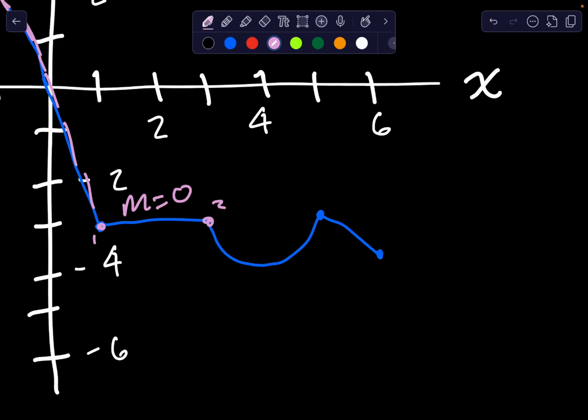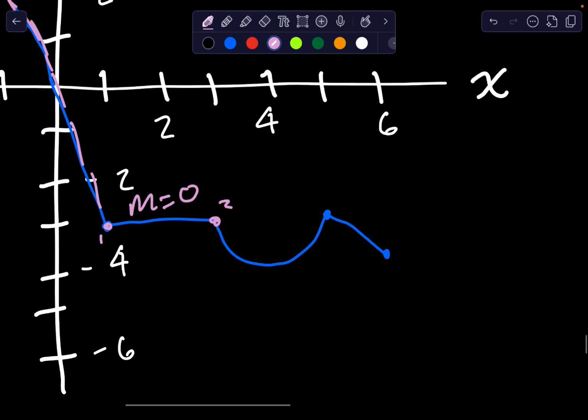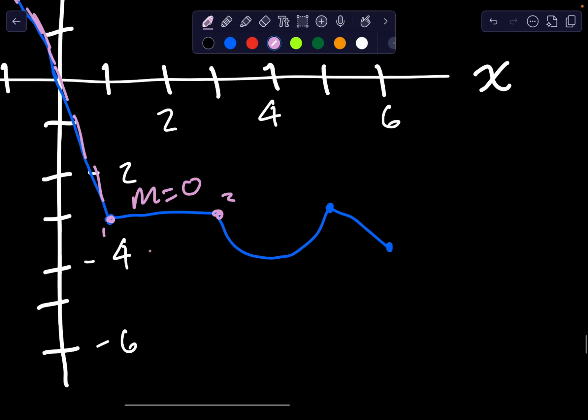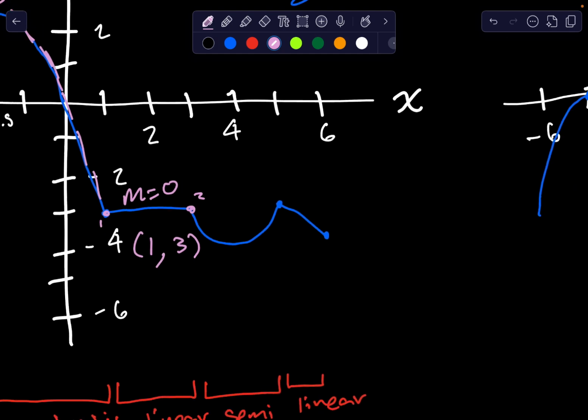We aren't really changing. So our derivative graph is essentially just going to show that we are along the x-axis because that's the line y equals 0 for the points between x equals 1 and x equals 3.